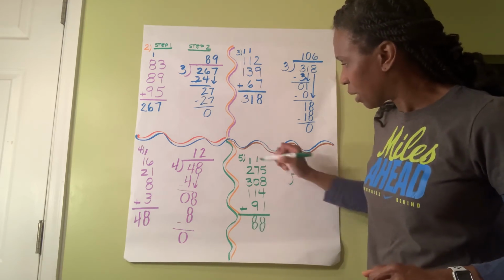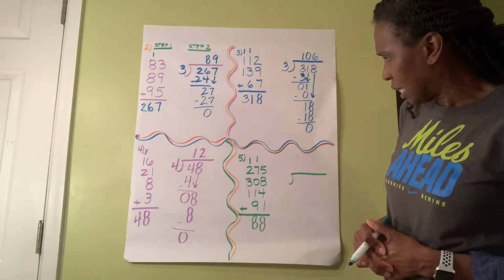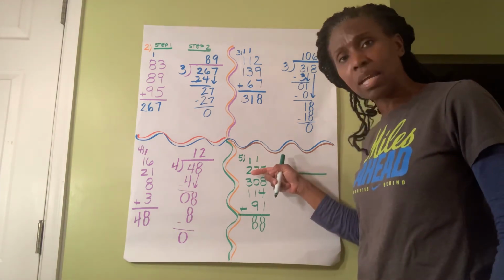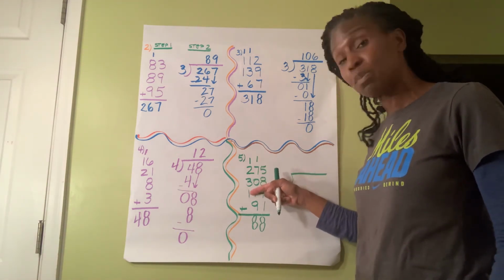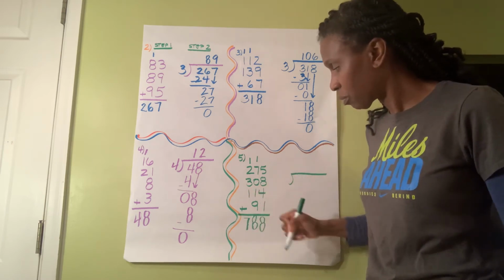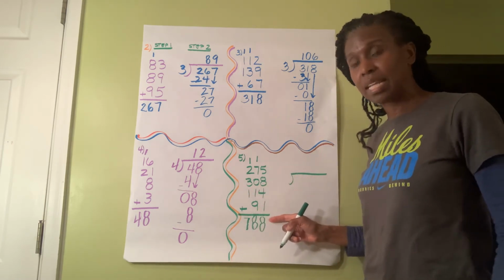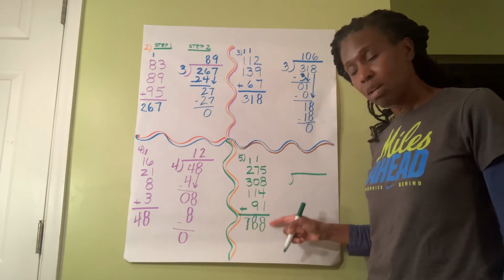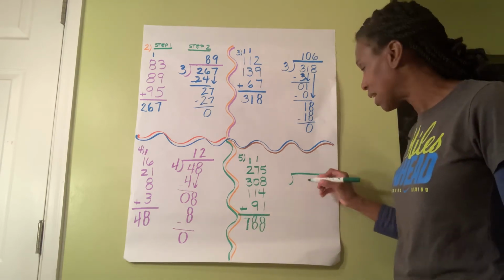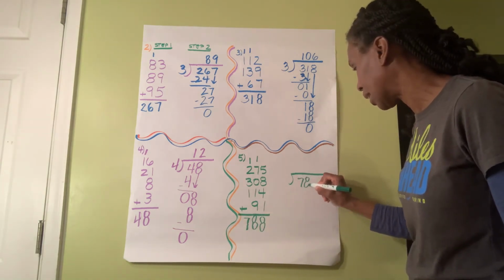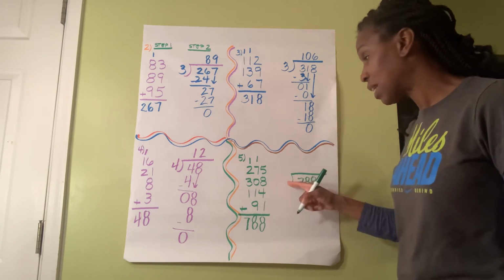I bring my 1 up here. And let's see, I'm going to do 1 plus 2 is 3, and 3 plus 3 is 6, and then 6 plus 1 is 7. So my sum is 788. This sum comes right here into my house. That's my dividend, 788.